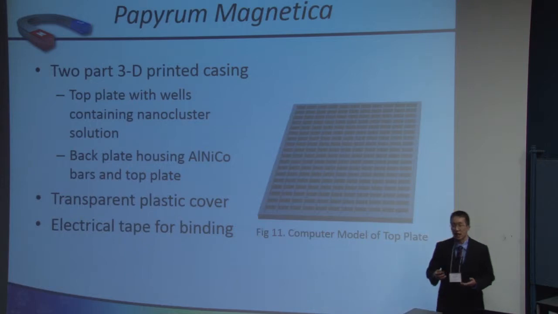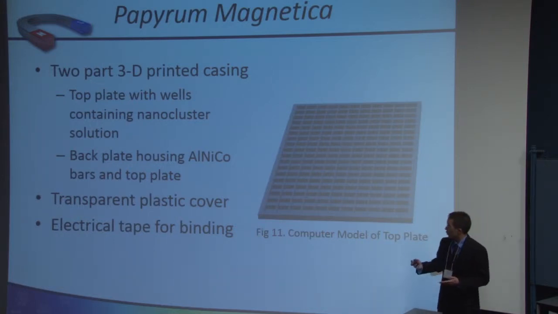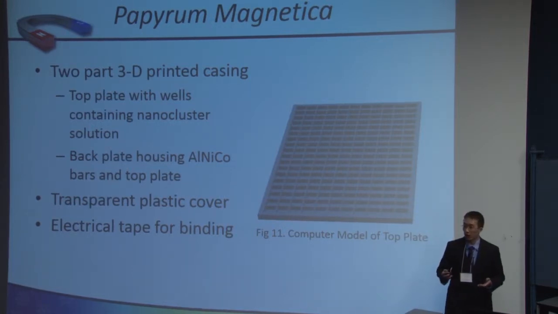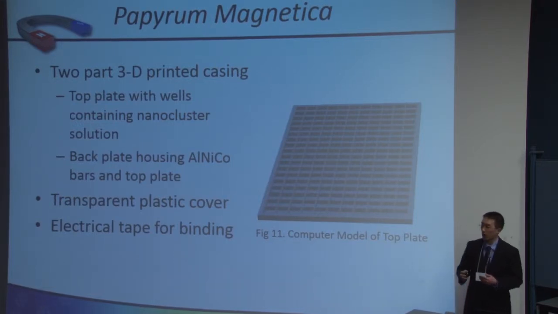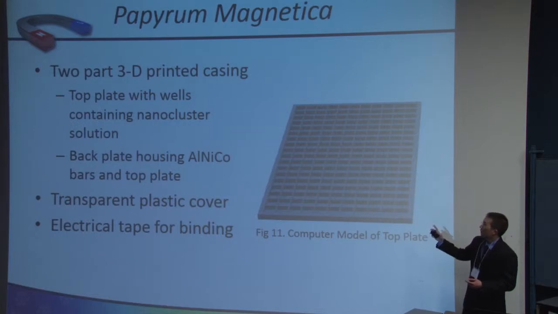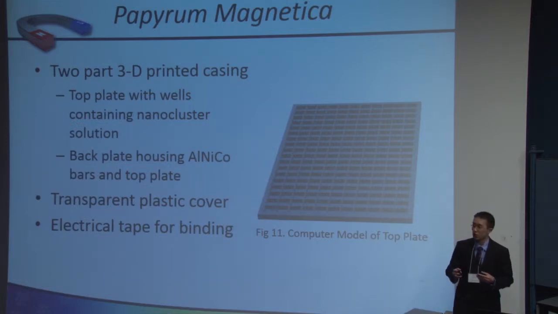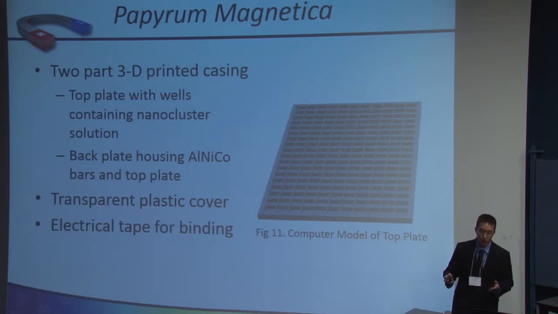Of course, we also need a container for our device, and to do that, we elected to use 3D printing. We decided to do this because it is a relatively inexpensive method, yet still allows us to obtain moderately complex shapes. So there are two plates that we have. As you can see in the figure, the top plate is composed of an array of wells, and this is where our nanocluster solution is deposited into each. So this confines the particles into a specific area of the display to essentially act as pixels.